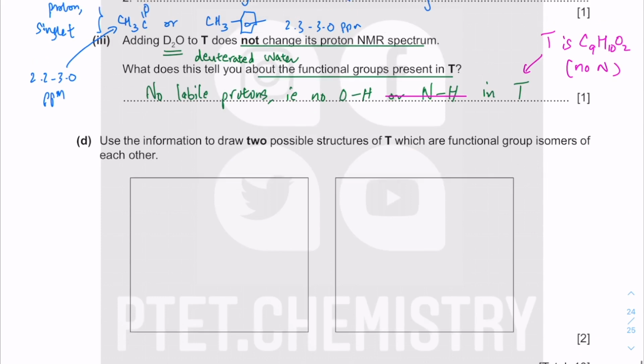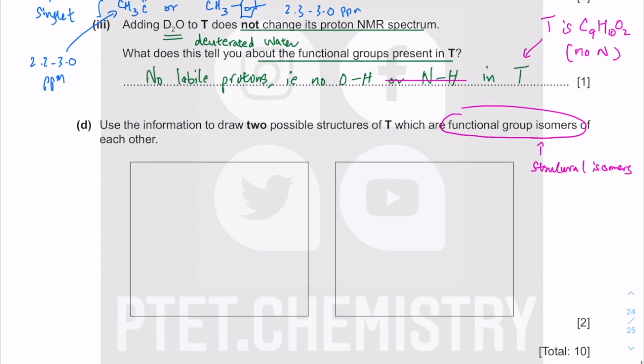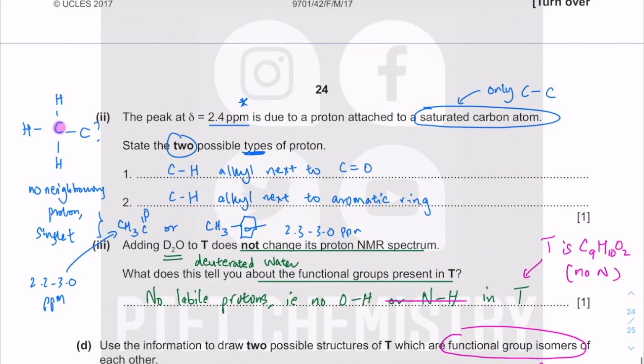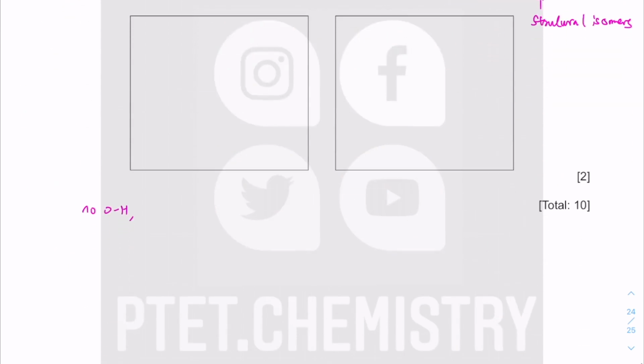Now, 2 possible structures which are functional group isomers. Functional group isomer comes under structural isomers, so molecules with the same molecular formula but different structural formula. So what can we say about it? There is no OH, and we could have a CH3 next to CO, or CH3 next to a benzene ring.